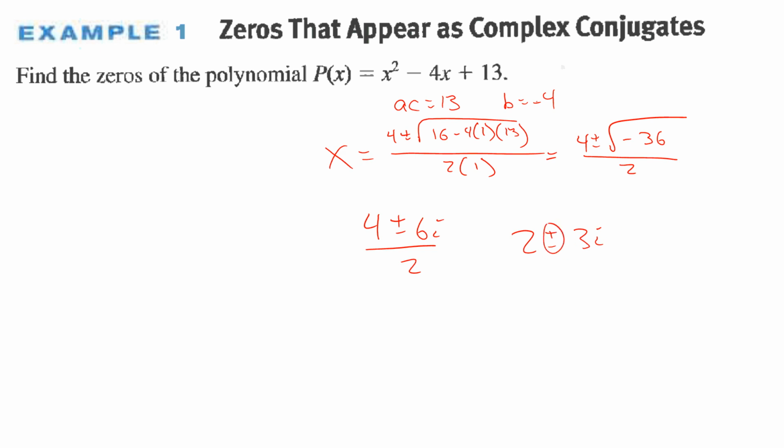The plus or minus, there's our two answers. So we have 2 plus 3i, and we also have 2 minus 3i for our zeros. And how many zeros should we have? We should have 2 of them. So we found them both.